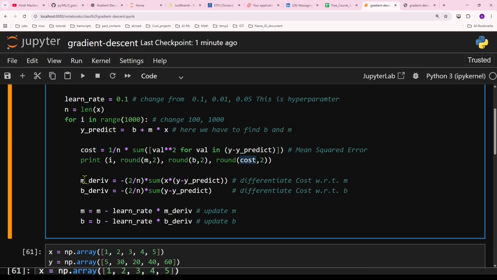Okay, then I find my m derivative. If you recall, the formula for the derivative is basically this: minus 2 over n multiplied by the sum. You subtract y from the y predicted, then multiply by x. You add them all together, then you do 2 divided by n.